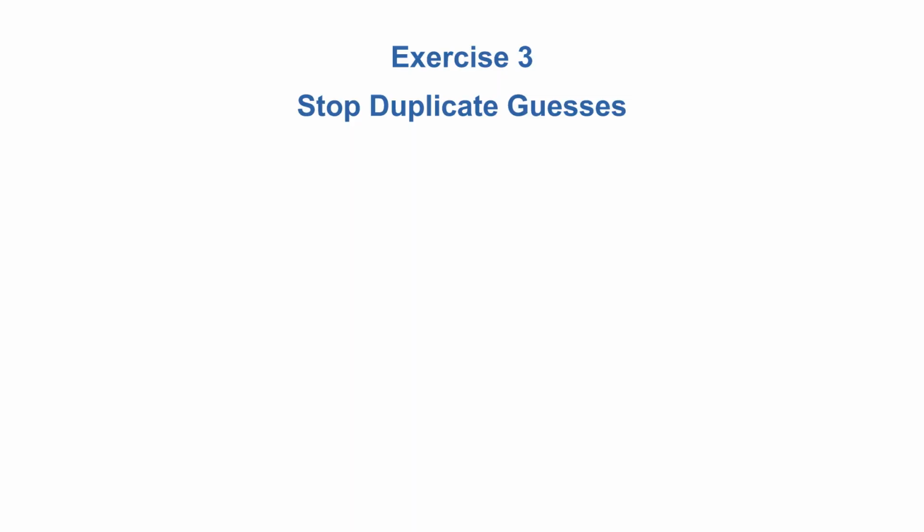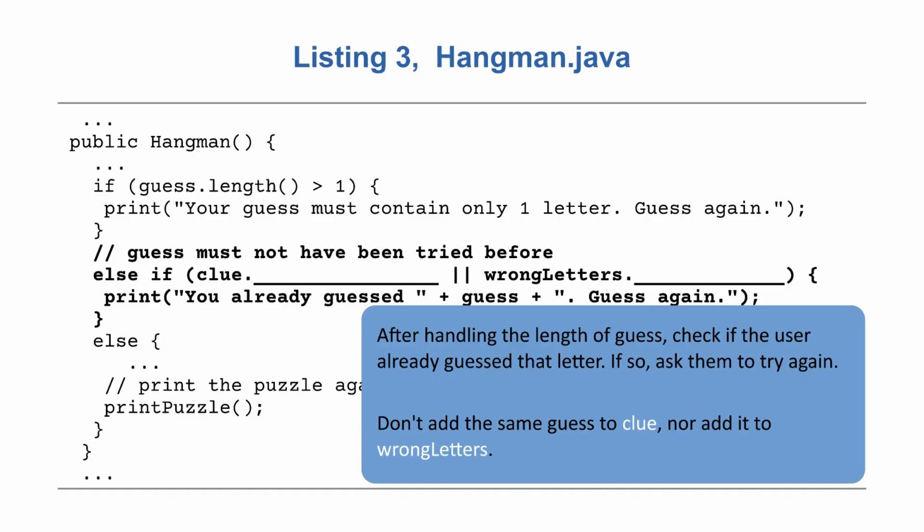Next, let's handle the invalid case of guessing the same letter more than once. Exercise 3. Stop duplicate guesses. After handling the length of guess, check if the user already guessed that letter. If so, ask them to try again. Hint: all previously guessed letters are in clue or in wrong letters. Then be sure not to add the duplicate guess to clue nor add it to wrong letters.